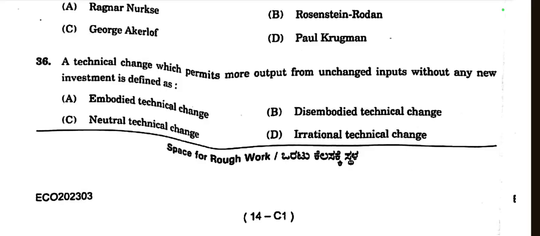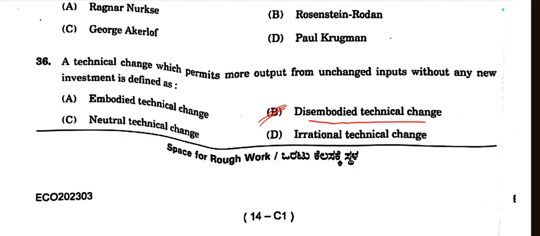Question 36, the right answer is option B, disembodied technical change. Disembodied technical progress is a result of improved knowledge, processes, or methods that better use existing resources. So it can be the result of process innovation such as a new software algorithm or improved manufacturing methods. Disembodied technical progress can lead to high productivity returns by better using existing tools and resources.